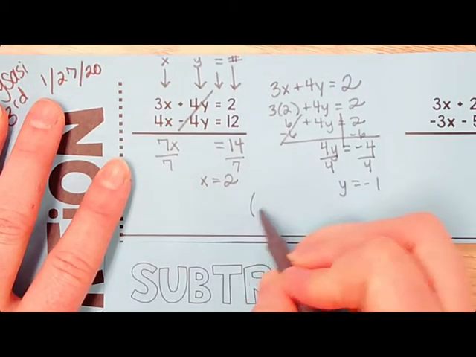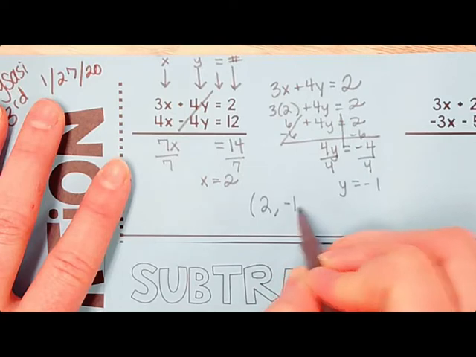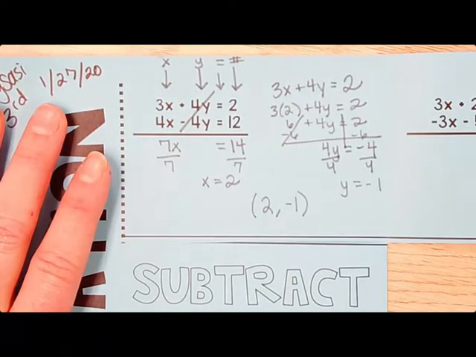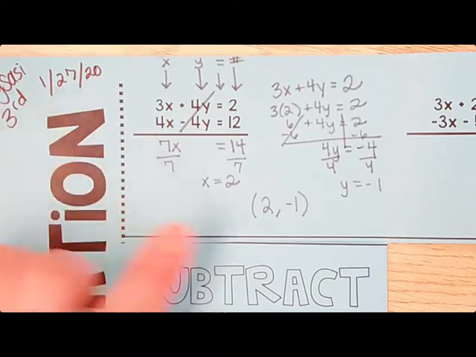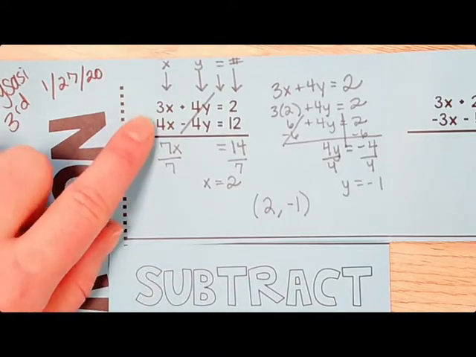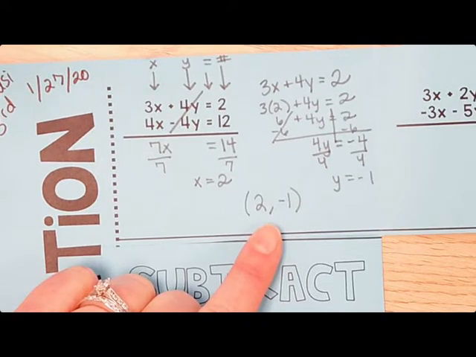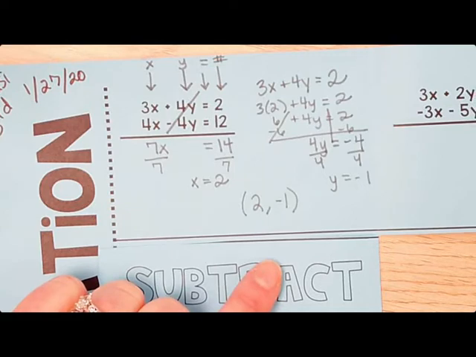Then that's our coordinate of our solution, 2, negative 1. The coordinate is where they intersect. If I were to graph both of these lines, this is where they would intersect. That's the only location that they share. So we could have used this on our homework.